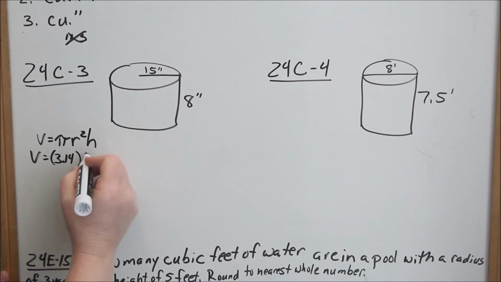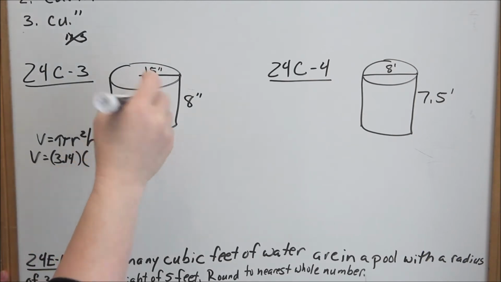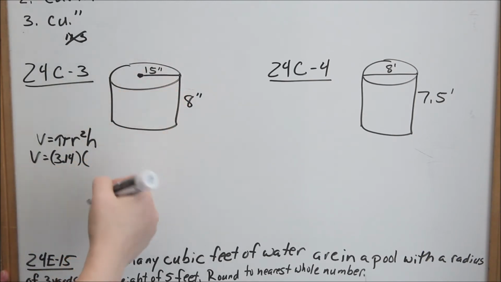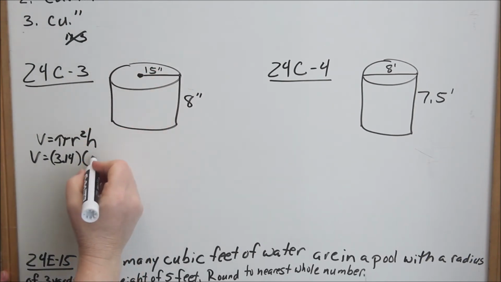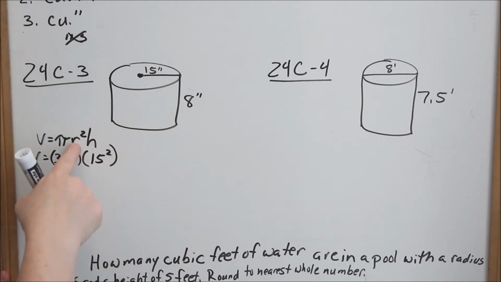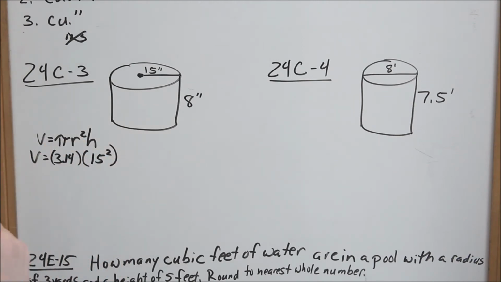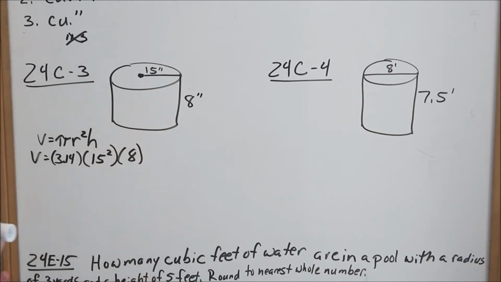So now 3.14 times r, the radius. Here, radius is from the center of the circle to the outside of the circle. This radius is 15 inches. So we're taking 15 and we need to square it. We're squaring the radius, not the height, only the radius. And then times the height, our height is 8 inches.